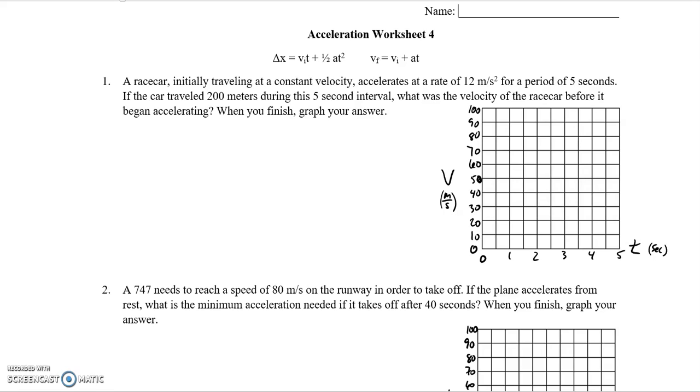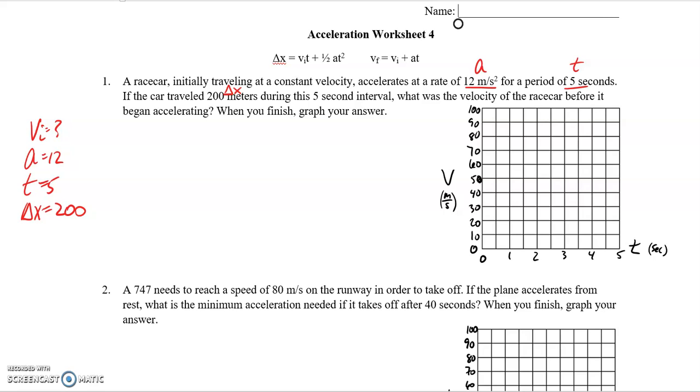So I'm going to underline some stuff here. That's our acceleration. That's our time. 200 meters is going to be our displacement, and we're looking for VI. That's a question mark. So A is 12, T is 5, and delta X is 200. Now I'm not worrying about writing out units here because everything is already in meters and seconds, so I don't have to worry about anything being in strange units.